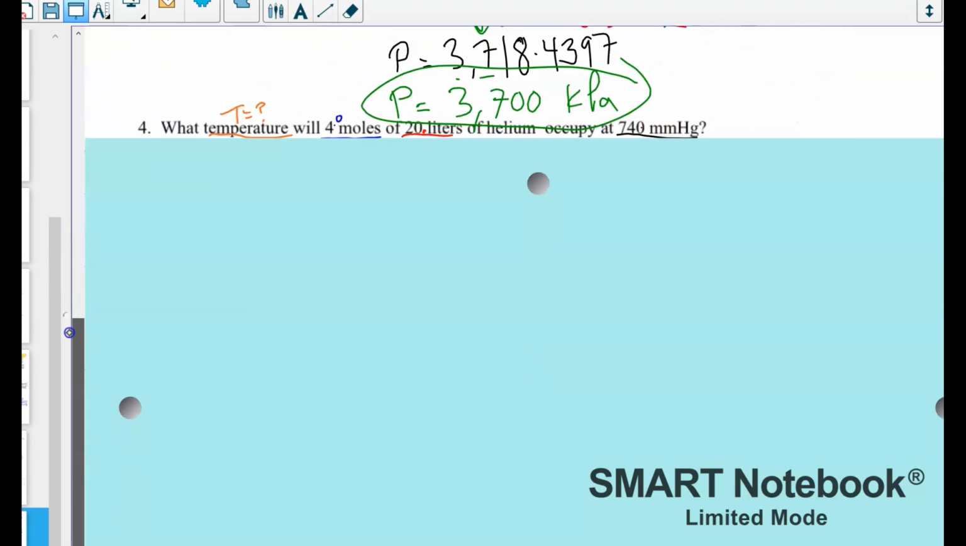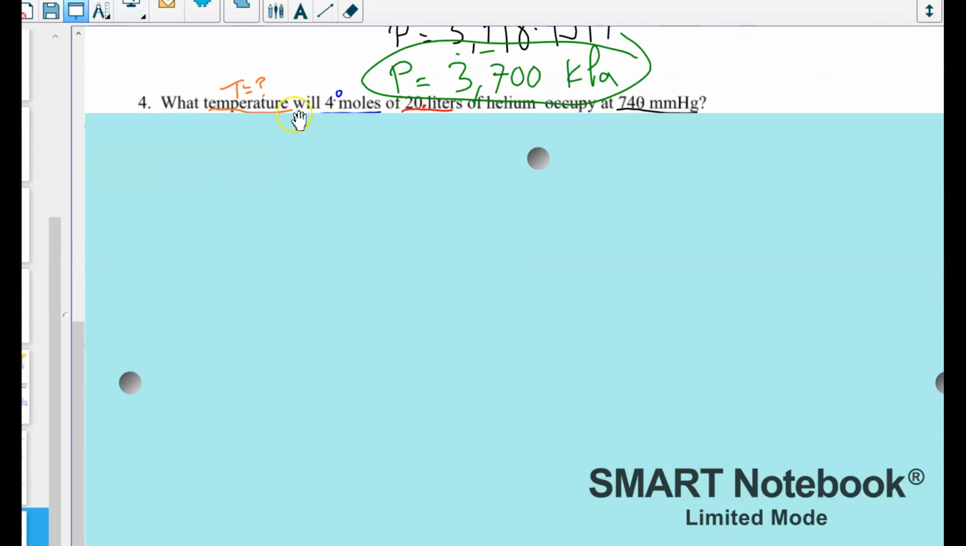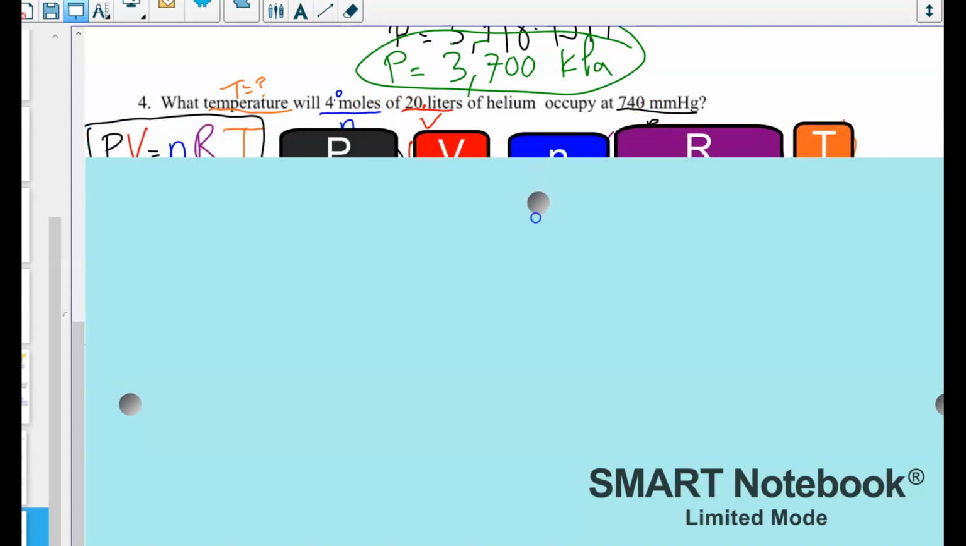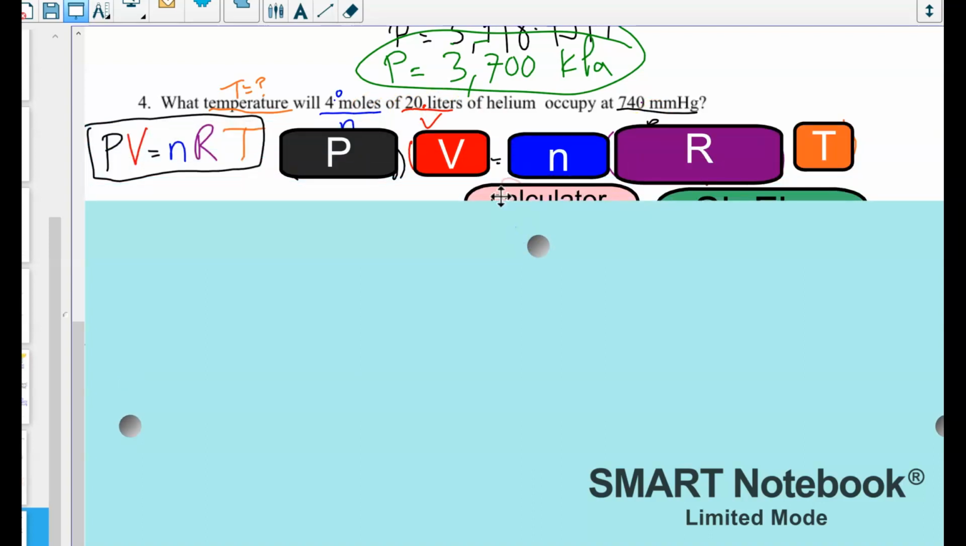Okay, a couple more problems to go. What temperature, so T equals question mark, will 4.0, let's be precise, of 20. liters of helium occupy at 740 millimeters of mercury? I did that so we have 2 sig figs in all of our numbers, just so we can be accurate. So ideal gas, PV equals nRT.